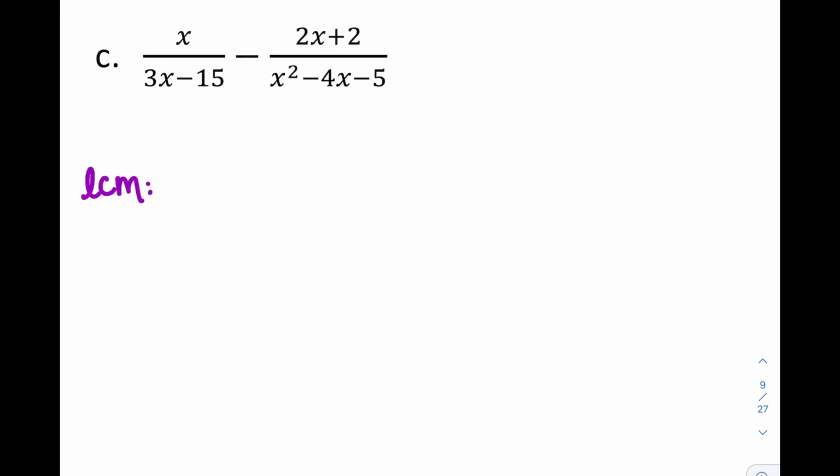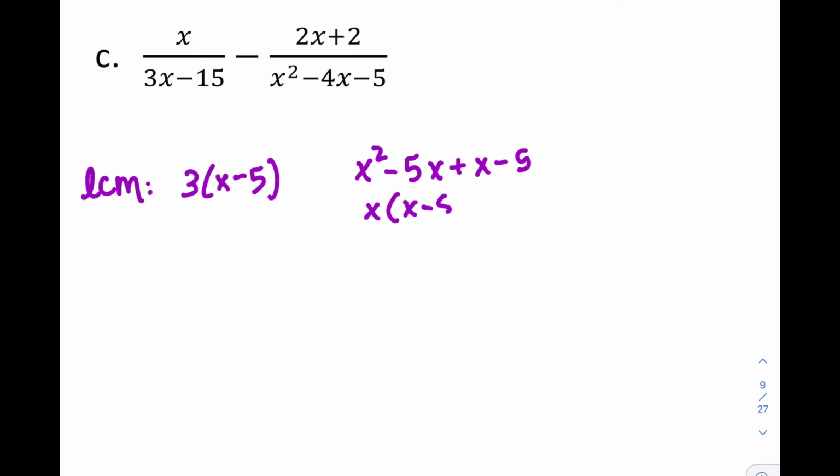Now, if you have fractions that don't have a common denominator, you're going to need to find the least common multiple of your two denominators to use as your least common denominator. So let's go ahead and factor my denominators. I can factor 3 out of the first one. The second one, I'm going to rewrite my middle as negative 5x plus x, and then pull out some common factors to make it x minus 5 times x plus 1.